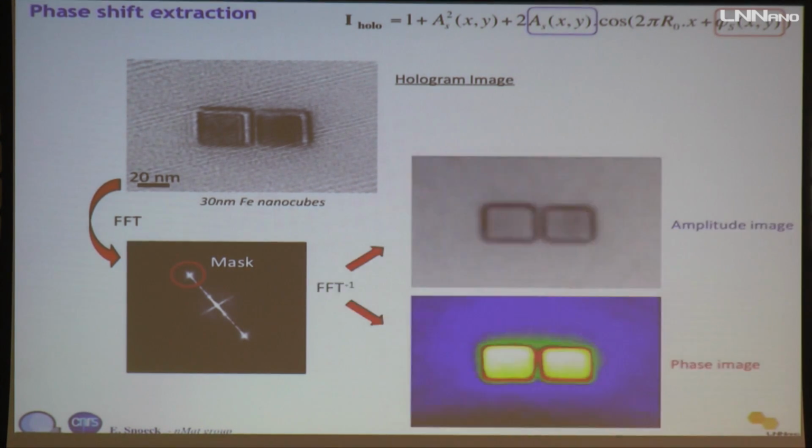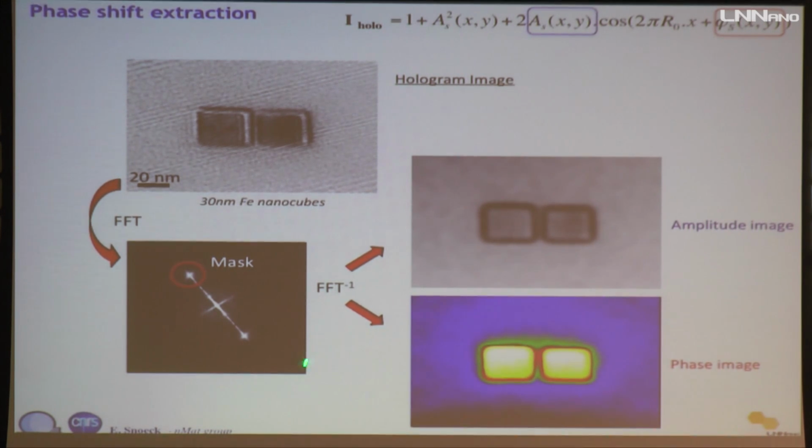So you make a mask, and you make an inverse Fourier transform of it, and then numerically you can separate, in the inverse Fourier transform, the amplitude image and the phase image. You extract separately this term and this one. The amplitude image is just the basic TEM image you would obtain if you were not doing any interference. So what you get here is the TEM image of these two systems. And in addition, you have what we are looking for, the phase image.